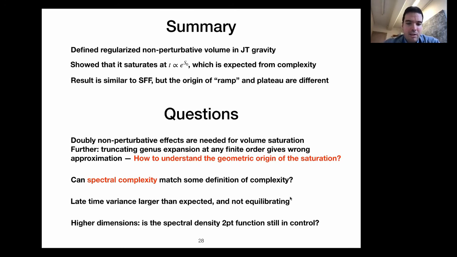And lastly, you can ask what happens in higher dimensions. Is the spectral density two-point function still in control? Since we're talking about times that probe the discreteness of the spectrum, it's reasonable that it's still governed by random matrix theory. And also since JT gravity appears as a dimensional reduction of the near horizon region of various black holes, you can ask whether these conclusions hold in those cases. Okay, that's all I wanted to say.